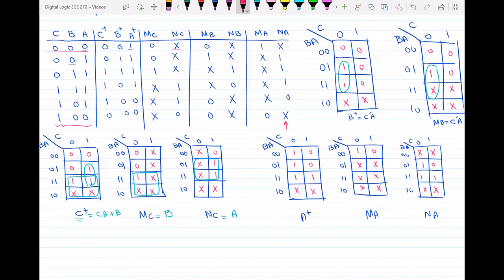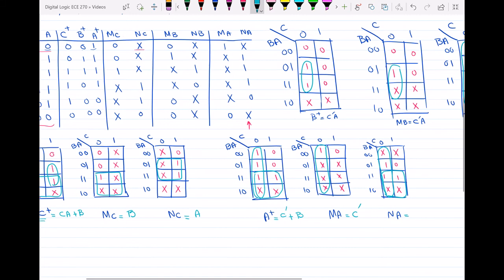Okay, so now again, we have to write the equation for each of these Karnaugh maps. So for A plus, I'm going to have the first group, the vertical one, we have C prime plus, and this square one, we're going to have B. Then for MA, I have the loop over here, which is equal to C prime. And NA would be equal to this one over here and this one. So we're going to have C prime plus B.